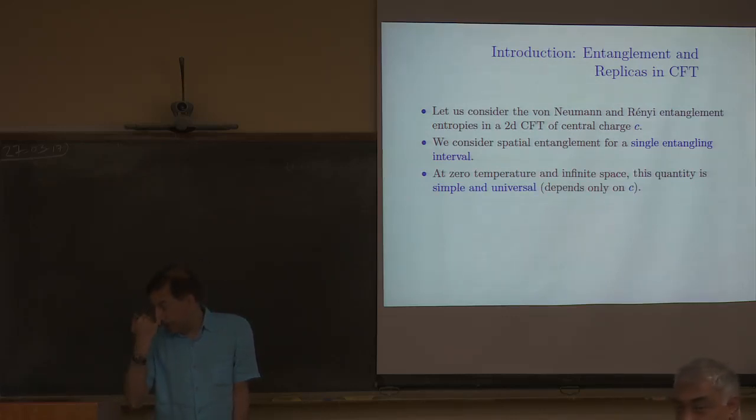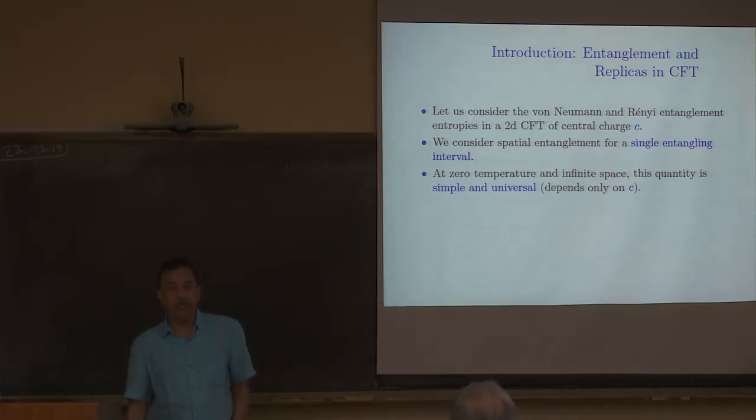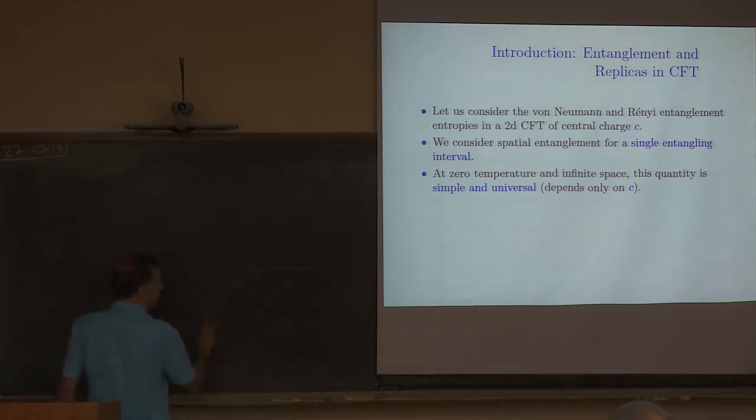This entanglement entropy has the property that at zero temperature, and if the 1D space of the CFT is infinite, then the answer is simple and universal. It depends in fact only on the central charge of the CFT and on the length of the entangling interval relative to the length of the total space. So, when the space is infinite, you should imagine that I just have an interval of length L, or if the space is compact, then again I have an interval of length L, but the whole thing is of length capital L. So this is the infinite case, this is the finite case.